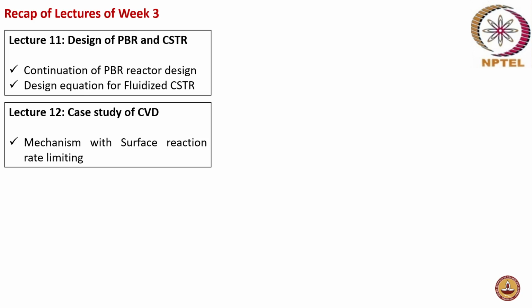And then lecture 12 was a case study of the chemical vapor deposition method. Chemical vapor deposition also follows a mechanism very similar to that of a catalytic reaction. For example, in the problem discussed, germanium gets deposited by the reaction of germanium chloride with hydrogen. Again here, a mechanism with surface reaction limiting was discussed.